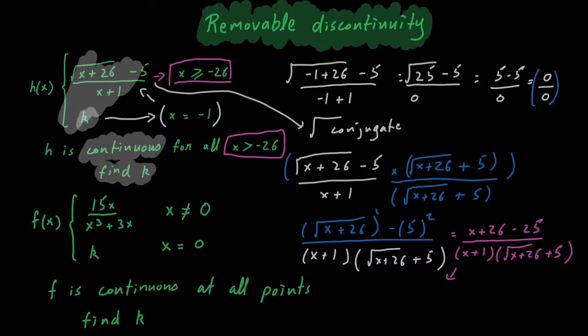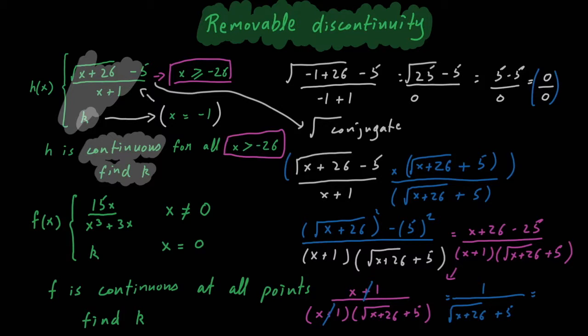which is the same thing as x plus 1 divided by x plus 1 and under root x plus 26 plus 5. Now here you can see that you can simply cancel off x plus 1, and we'll be left with 1 divided by under root x plus 26 plus 5. Now if you substitute for x again, the same x is equal to minus 1, not the other one, which I told you is of no use except for distracting you.